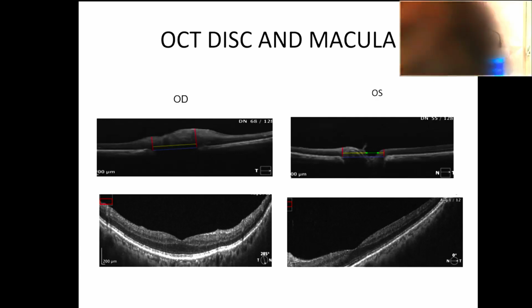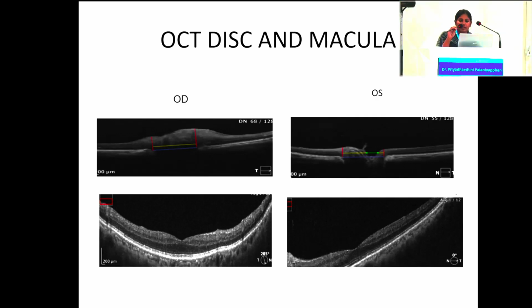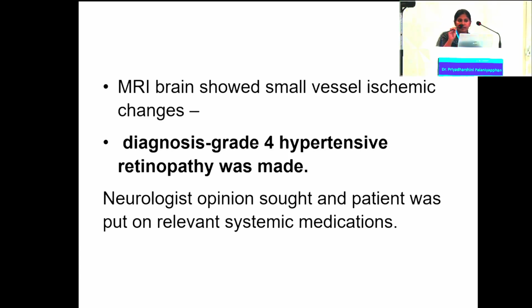OCT showed disc edema in both eyes, and the macula was normal. MRI brain was done, which showed small vessel ischemic changes. A diagnosis of grade 4 hypertensive retinopathy was made. The neurologist's opinion was taken, and the patient was started on systemic medications and anticoagulants.